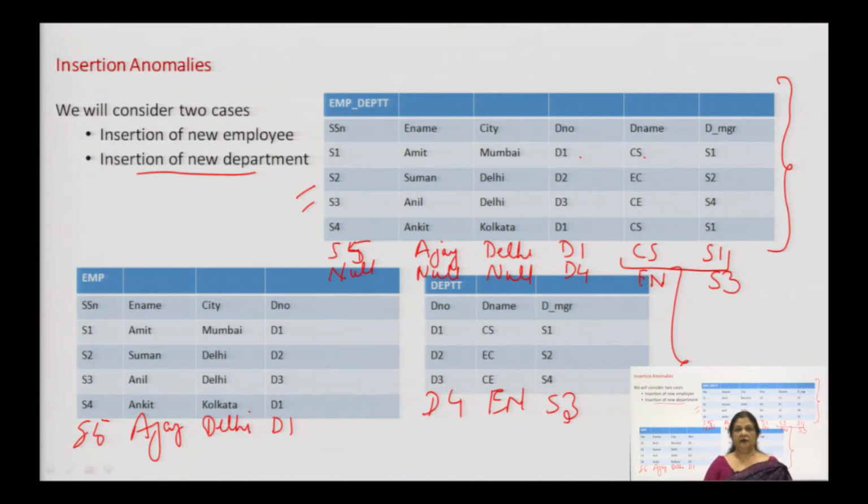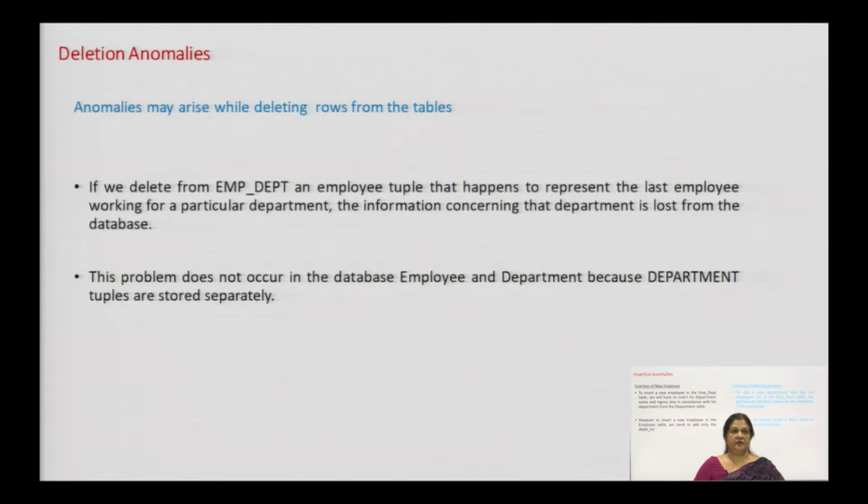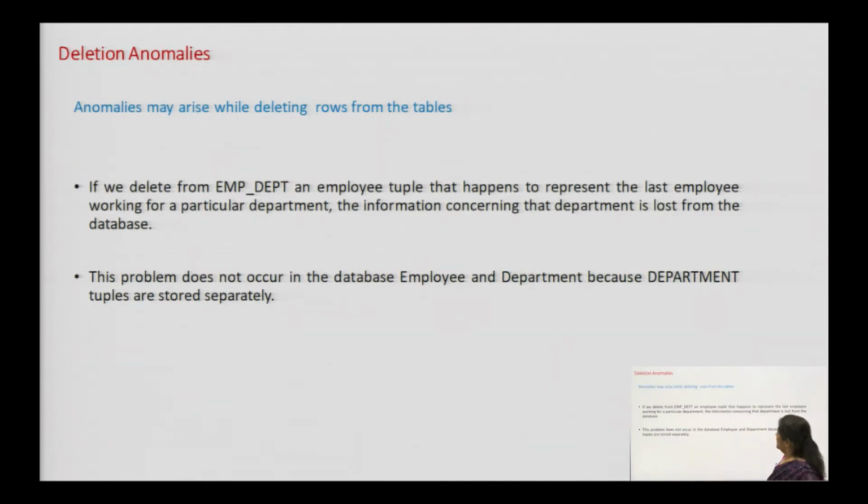So obviously we will say that the second case, where we are splitting all the attributes into two relations, is a better database design, because there are no insertion anomalies. Now for the same, let's look at the deletion anomalies.